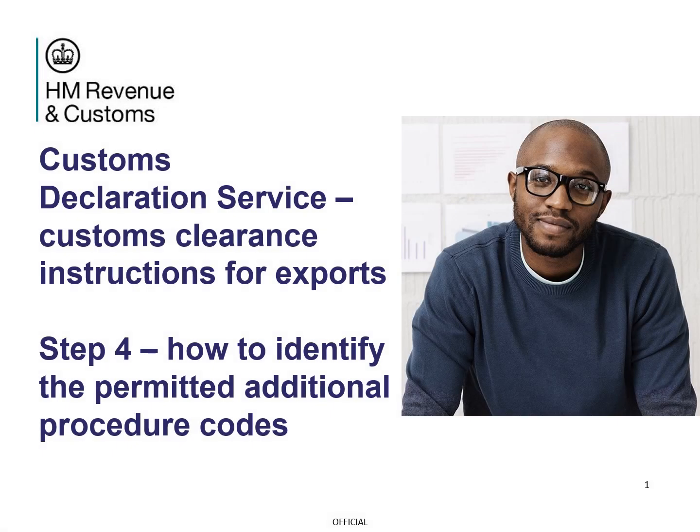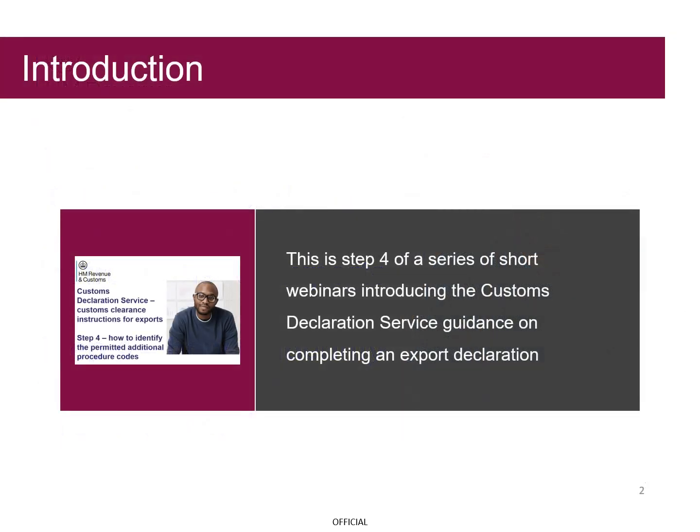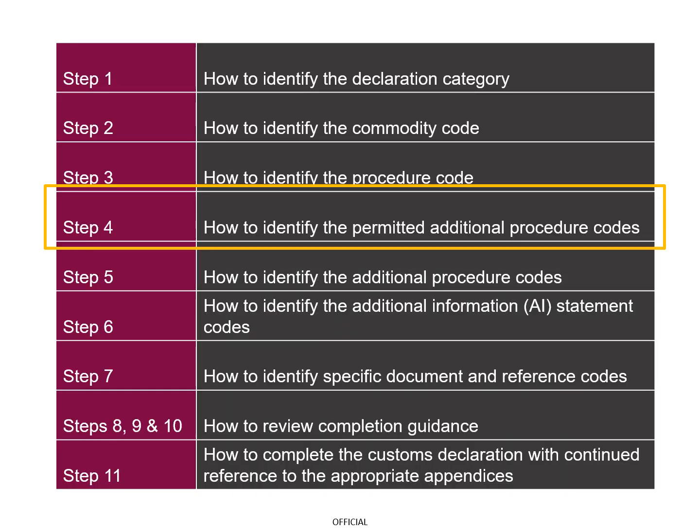Thank you for joining this short webinar showing you how to identify the permitted additional procedure codes when making an export declaration using Customs Declaration Service software. This is step 4 of a series of short webinars taking you through the Customs Declaration Service guidance on completing an export declaration. This table sets out the step-by-step guides we'll be covering in this series.